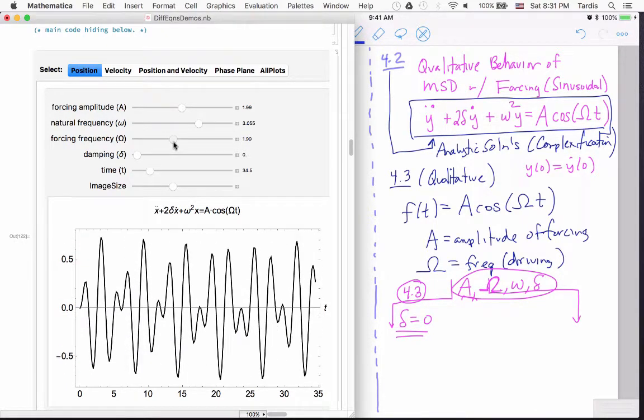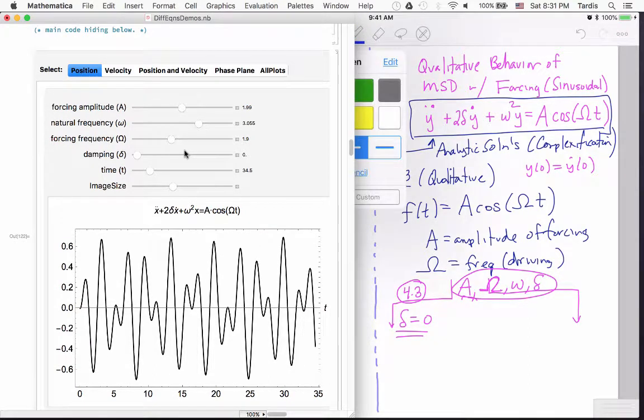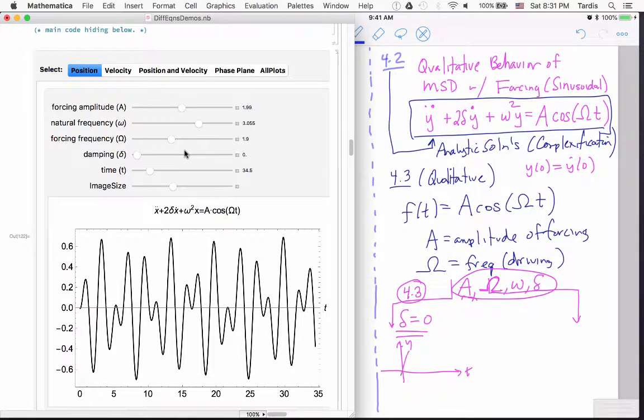But the important case here, when delta is equal to 0, you just get lots of squiggles. Your solution to the differential equation is just going to look like a bunch of oscillations. That's in general what happens. But there is one special case, which happens when the natural frequency omega and the forcing frequency get close to each other.